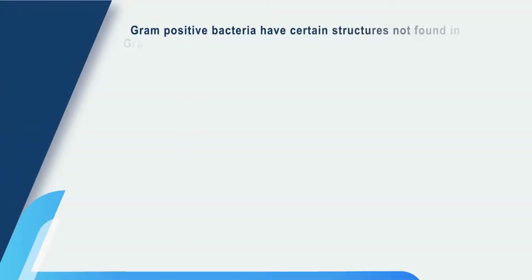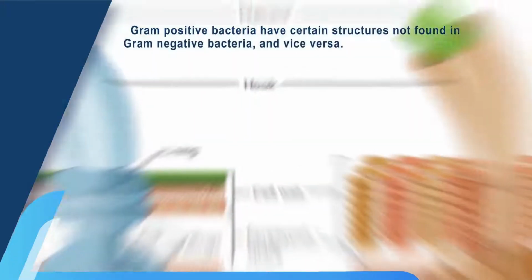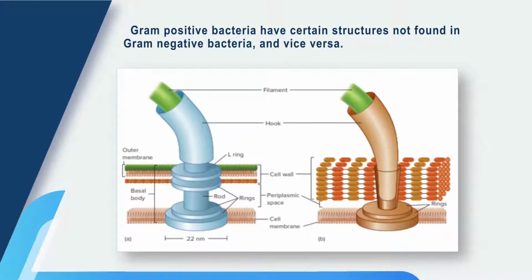Gram-positive bacteria have certain structures not found in gram-negative bacteria, and vice versa. Bacterial cells are rich in nucleic acid, bearing negative charges as phosphate groups. These combine with the positively charged basic dyes. Acidic dyes do not stain bacterial cells and hence can be used to stain background material a contrasting color.